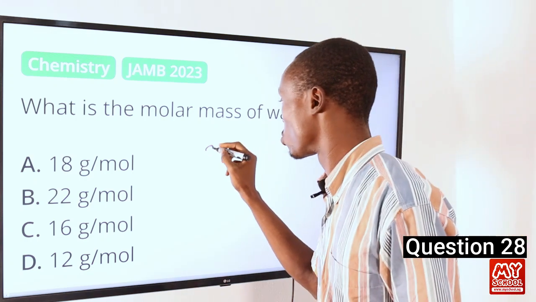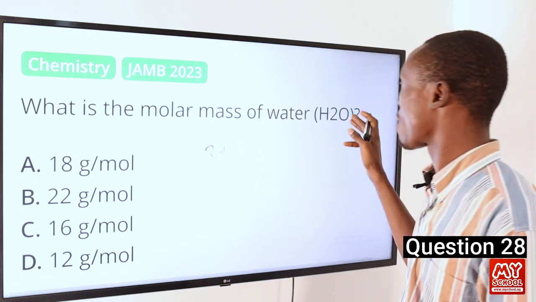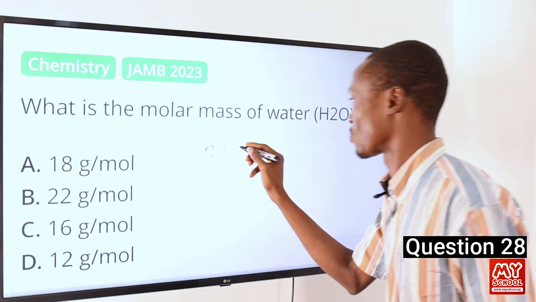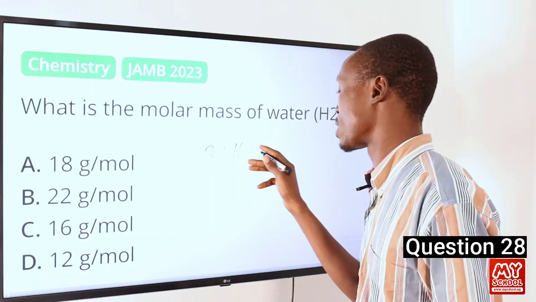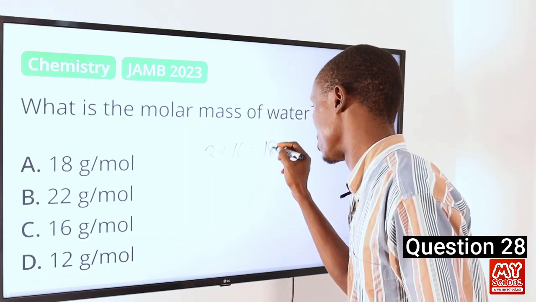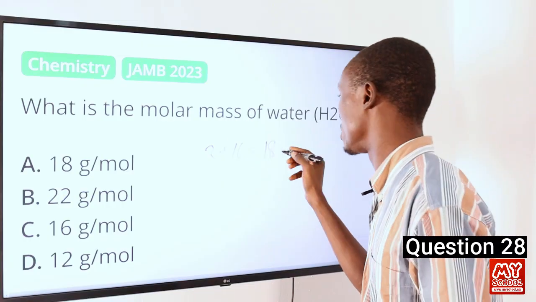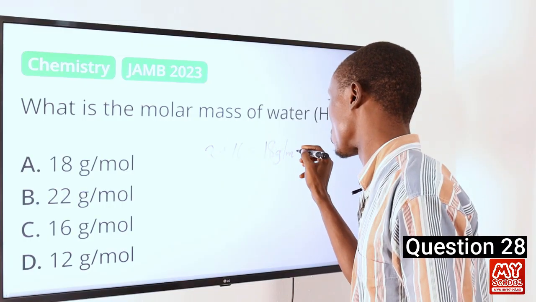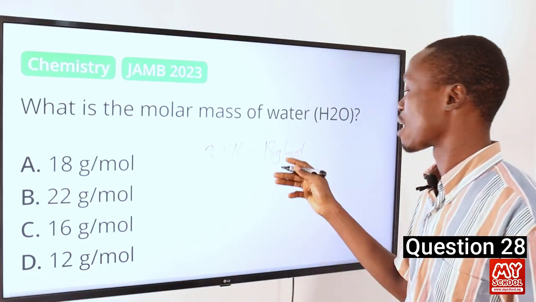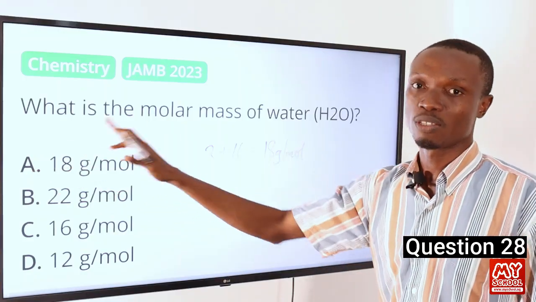So that will give us 2, then plus the atomic mass of oxygen, which is 16. If we add these together, that will give us 18. The unit of molar mass is grams per mole, so that will give us 18 grams per mole. So option A is the correct option.